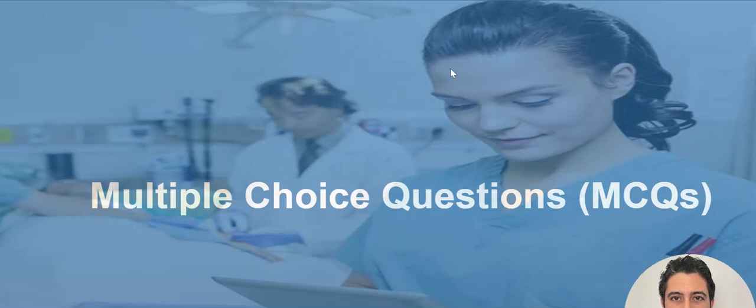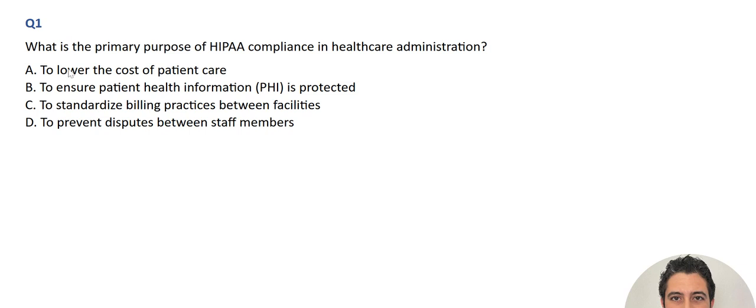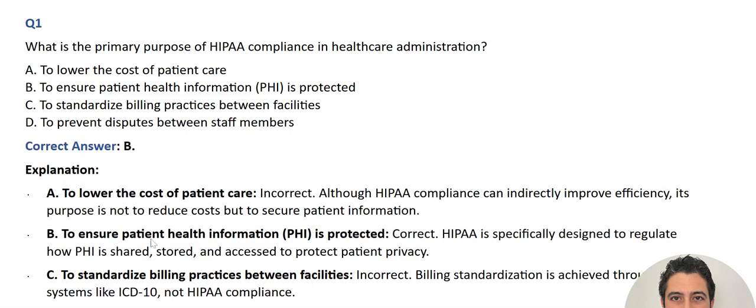Next, we'll revise what we have covered via this lecture through some MCQs, or multiple choice questions. Question 1. What is the primary purpose of HIPAA compliance in healthcare administration? A. To lower the cost of patient care. B. To ensure patient health information, PHI, is protected. C. To standardize billing practices between facilities. Or D. To prevent disputes between staff members. The most appropriate answer is B. To ensure patient health information PHI is protected, as HIPAA is specifically designed to regulate how PHI is shared, stored, and accessed to protect patient privacy.